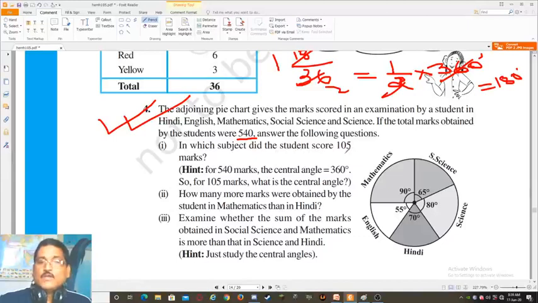How can I find out? So for this you have to find out what is the value of each subject. Mathematics 90 degrees. 90 degrees out of 360 multiplied by what? Multiplied by 540. So what will be the value of mathematics, 90 degrees out of 360 degrees? It becomes a fraction. And now what is the total marks scored? 540.